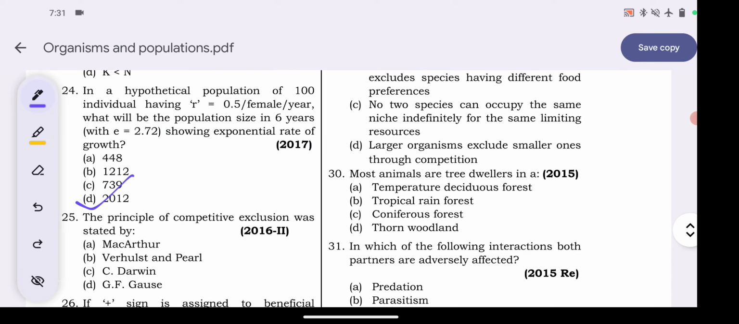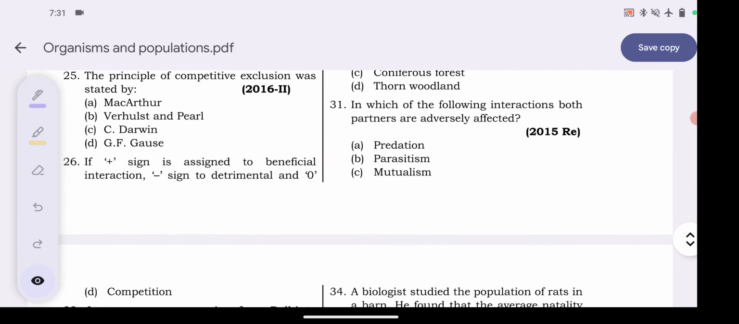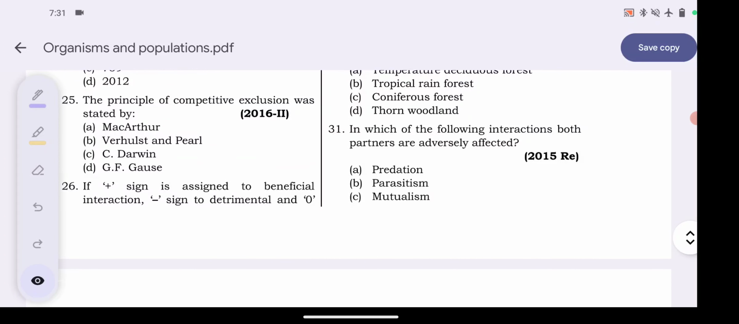Next, question number 25. The principle of competitive exclusion was stated by option number D, G.F. Gause. Explanation: G.F. Gause established the competitive exclusion principle. According to Gause's competitive exclusion principle, two closely related species competing for the same resources cannot coexist indefinitely, and the competitively inferior species will eventually be eliminated. So, option D is your answer.